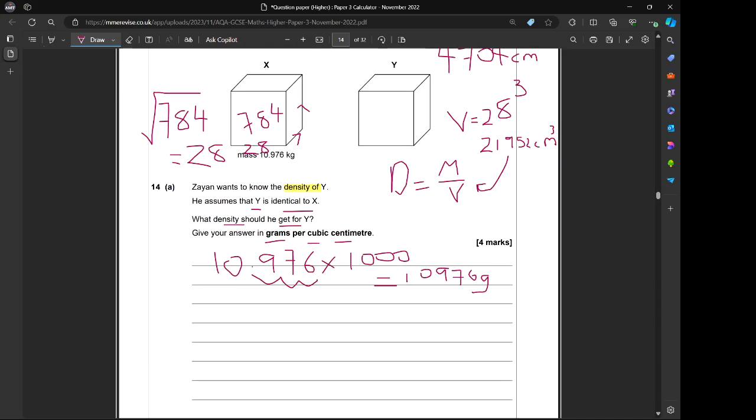Now the density will be this number divided by this. So it's 21,952 divided by 10,976. And we're going to try and round that answer to 2dp.